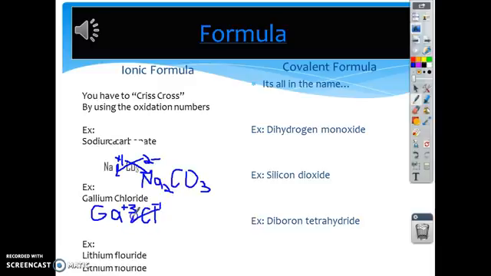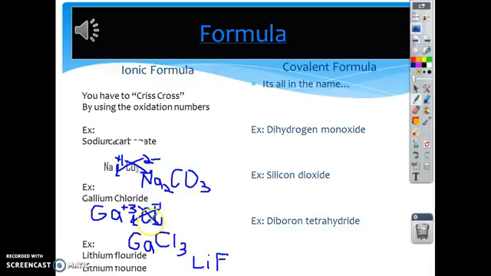What do I do with those? I drop the charges and I cross them down, and I end up with 1 gallium, Ga1, and how many Cls? 3. You can do the same thing with lithium fluoride and find lithium in group 1 and fluorine in group 17, and you'll end up crossing and dropping your charges and getting LiF.